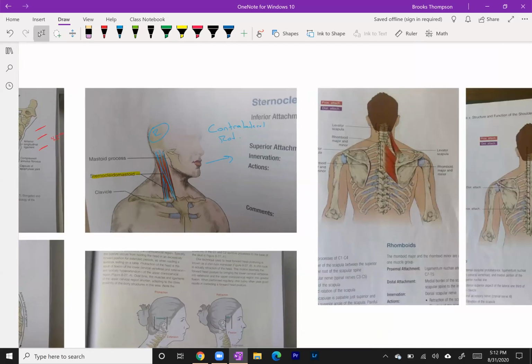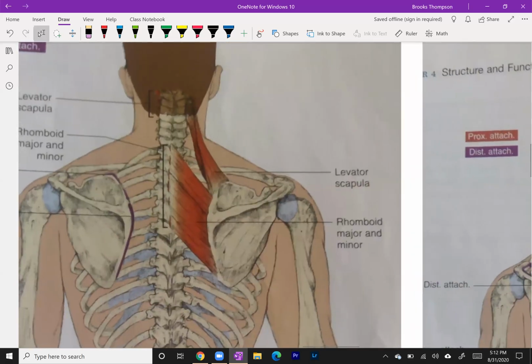So let's move over to another big muscle here. We're going to look at the levator scapula. And with that levator, whoops, lost my drawing. So it's going to be on the superior angle of the scapula, but notice here it inserts on the transverse processes and then comes down to the scapula.